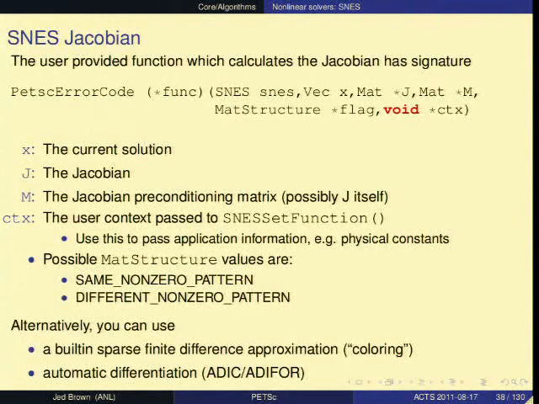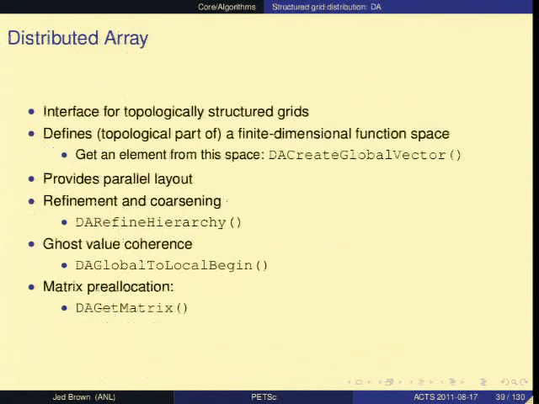So instead of providing this Jacobian, you can use coloring, which does this sparse finite difference assembly. You can use matrix free and hopefully provide something else for preconditioning, which I'm deferring slightly, but we're going to look at preconditioning in a few minutes. You can do automatic differentiation for those Jacobians as well.